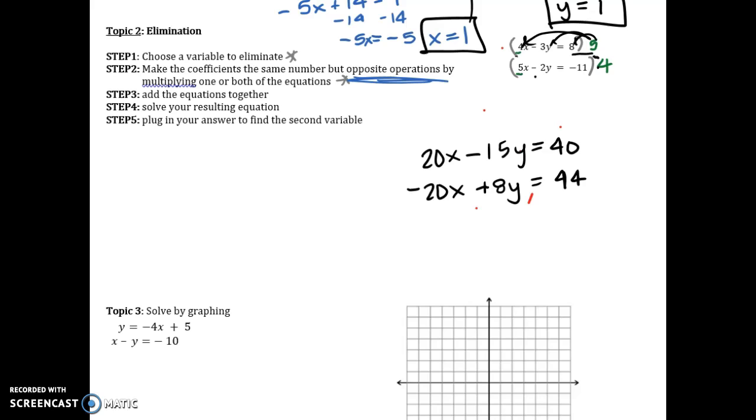Now, add the two equations together. Since everything is written in columns, you just add straight down the column. So 20x minus 20x is 0. So this cancels, which is what you want to happen. -15 and +8 make -7y. And then 40 and 44 make 84.